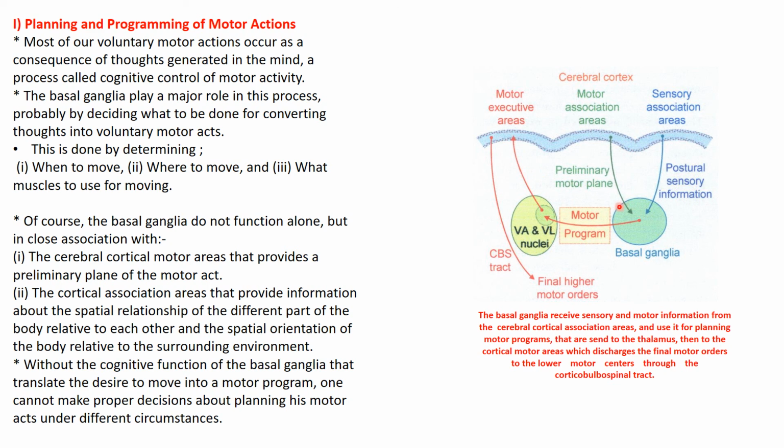So again, the basal ganglia receive the information about the position of the body in relation to each other through the somatic sensory association area, and the visual and auditory association areas provide information about the position of the body in relation to the surrounding environment. Then the basal ganglia will put together the motor program and send it through the thalamus to the motor areas that perform the action. So that is the production of the motor movement, or the planning and the programming function of the basal ganglia.